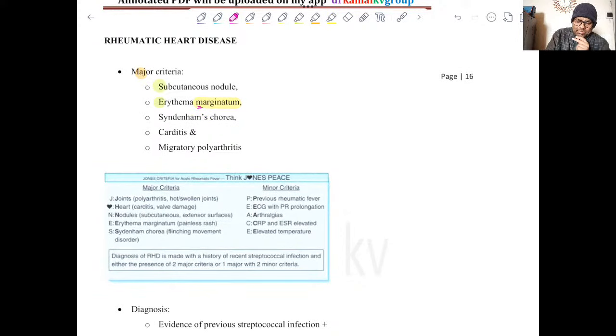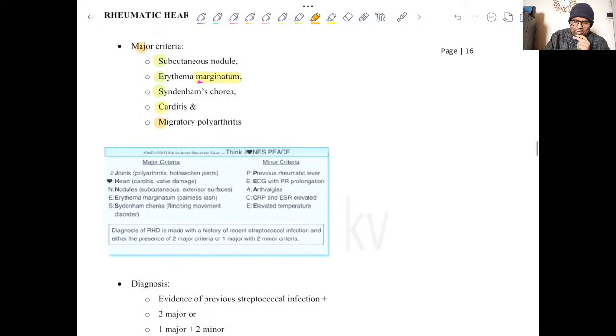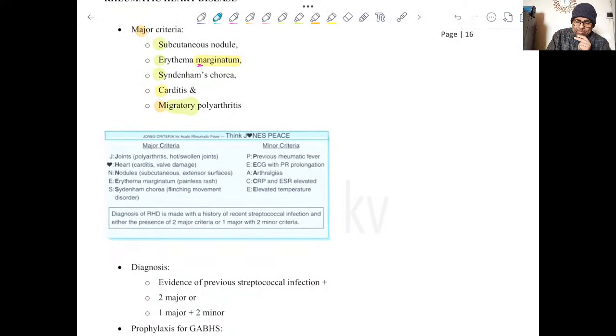Then Sydenham chorea or St. Vitus dance, the carditis, and migratory polyarthritis. Now here I will take only one thing, and this word migratory polyarthritis, I am always fascinated by this word, because the clinical presentation is very unique.